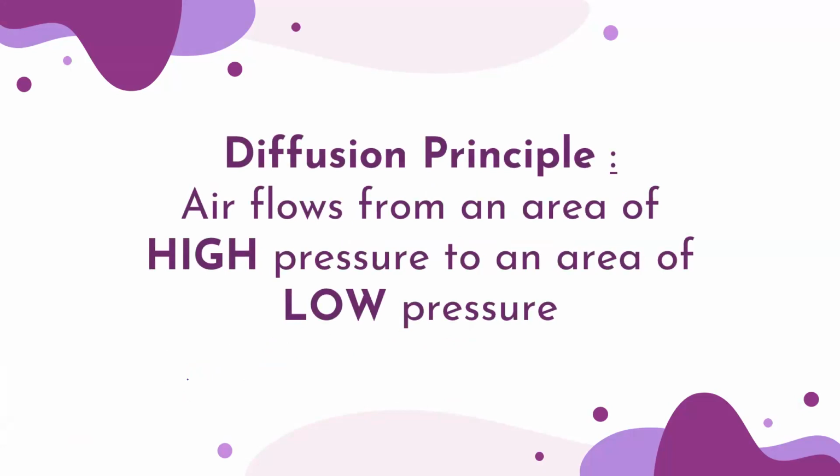The second one is that air always flows from an area of high pressure to an area of low pressure. So taking our example from the previous slide, if we have location A and we have location B, first of all, there has to be a pressure difference between these two locations. But the second thing, for example, if the pressure is high at area A and low at area B, then air will flow from A to B. That's the diffusion principle, basically. Okay?